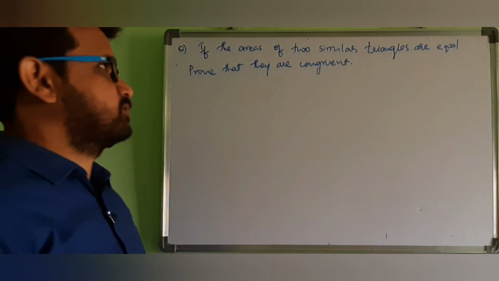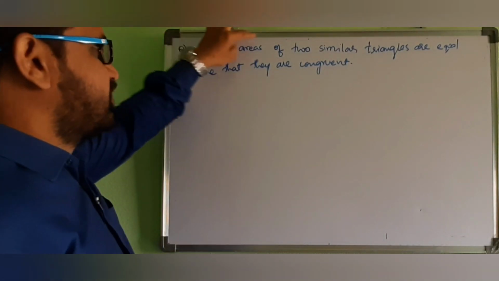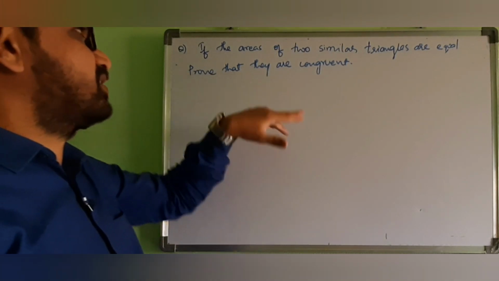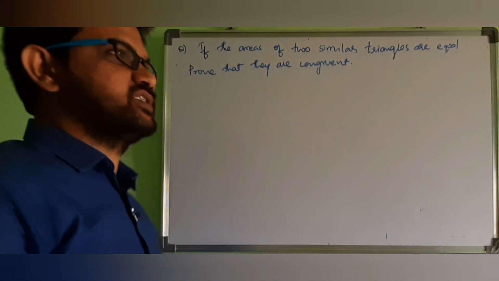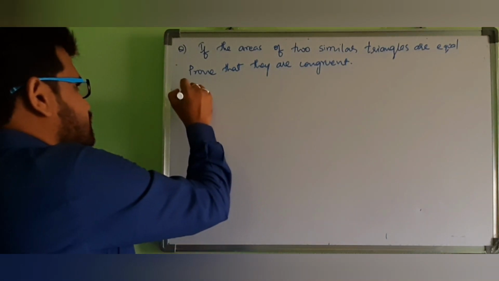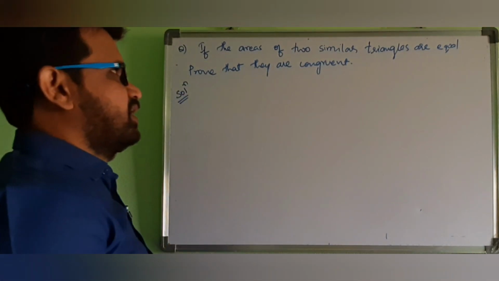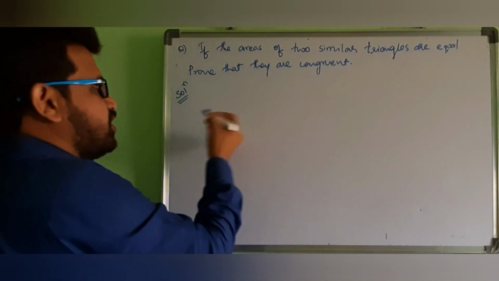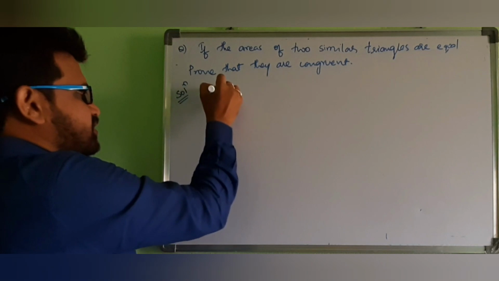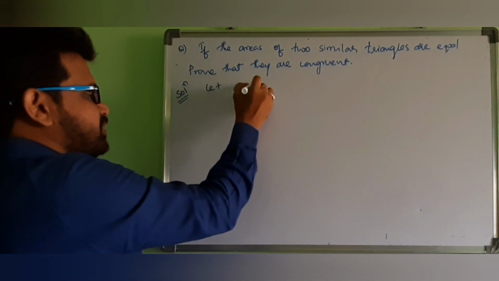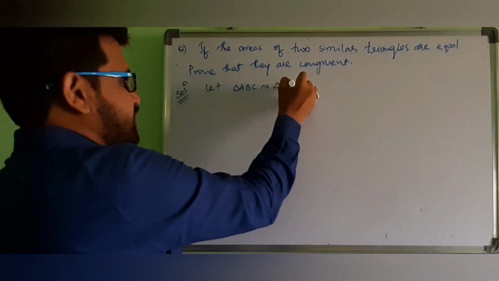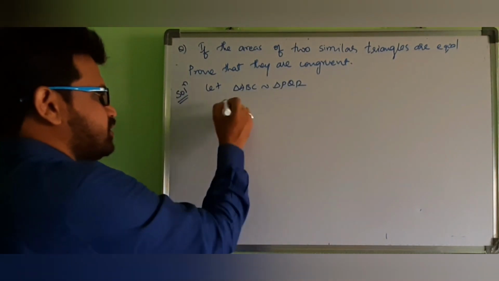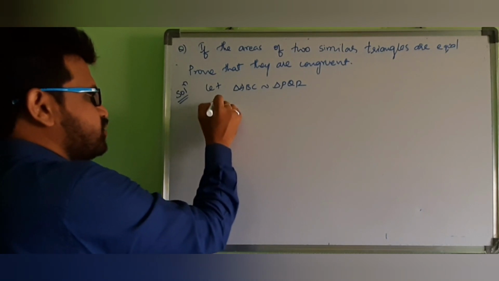Let's take the next question. If the areas of two similar triangles are equal, then prove that they are congruent. This is a 1 mark question only. So what is given? The areas of two similar triangles are equal. Then prove that they are congruent. So let triangle ABC be similar to triangle PQR, any two triangles ABC and PQR. These two are similar, so we know that theorem.